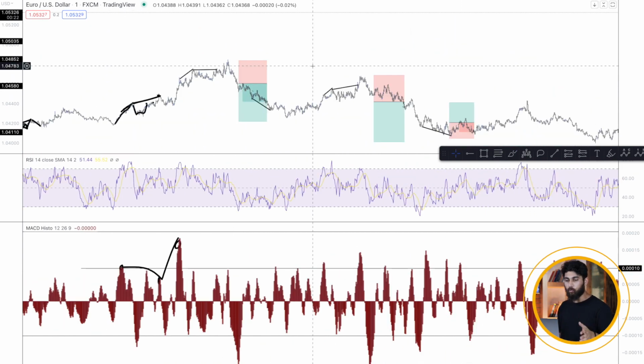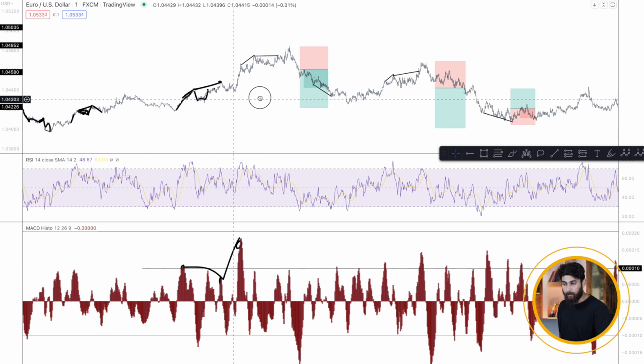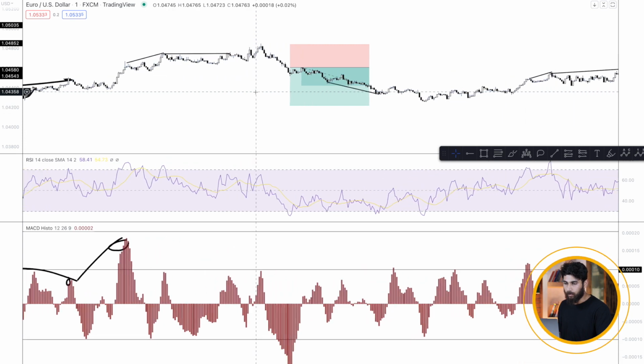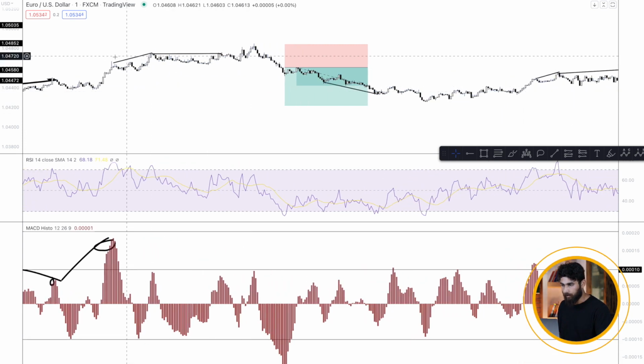Also, there is one thing to note that in some pairs like Euro USD, you can adjust this to 0.0010, but in some pairs like GBP JPY or Euro JPY or pairs that are very volatile, it is better to keep it at 0.0020. So in this case, if you want, you can keep it at 0.0010, and this trade would still not be valid because we don't have a divergence here. But let us look if we have any other trade.